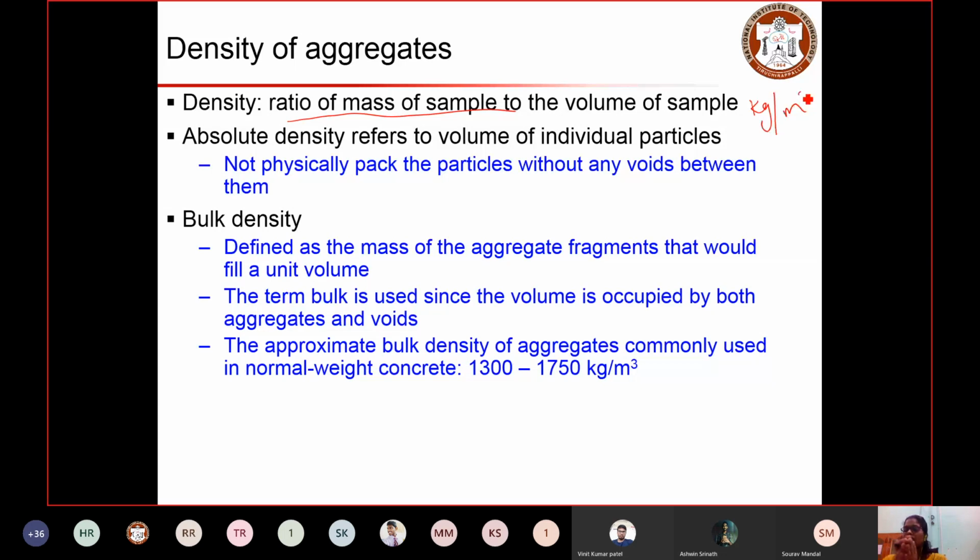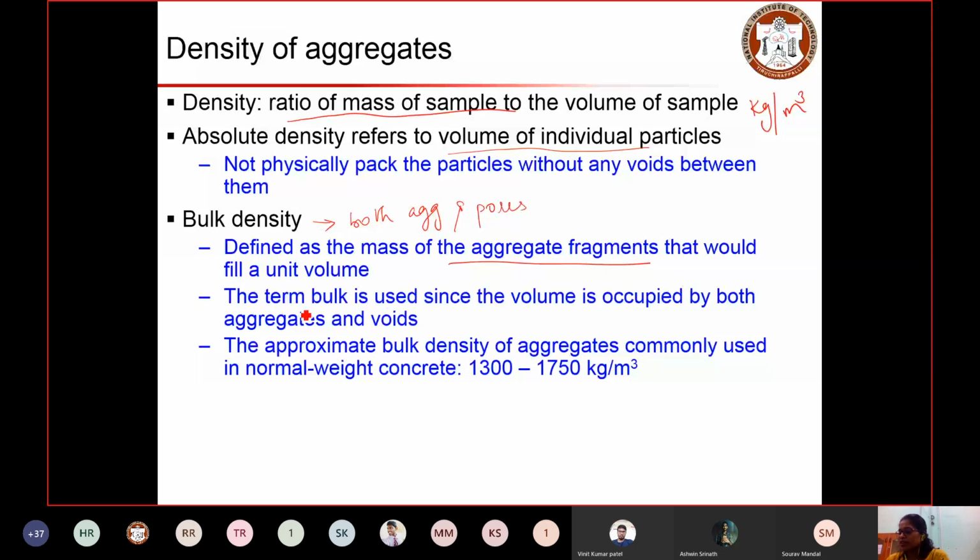Again here we have absolute density that refers to only the volume of individual particles. As I said earlier, it is not possible to get the volume of individual particles, and then comes the usage of bulk density. So it includes both aggregate and pores. That is what is meant by aggregate fragments that would fill a unit volume, inclusive of pores.